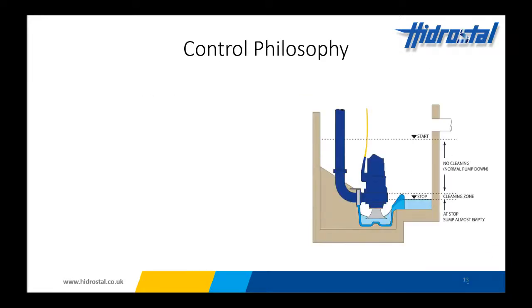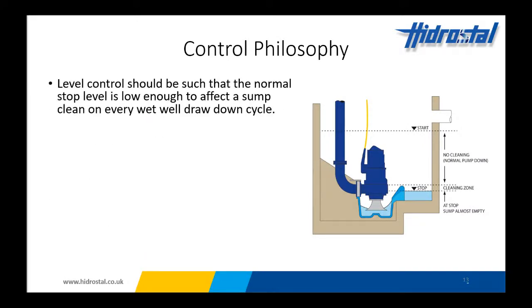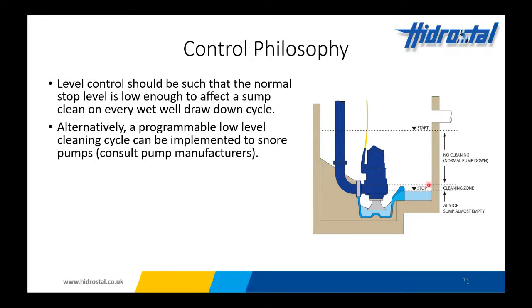Let's look at the control philosophy now. Level control should be such that the normal stop level is low enough to affect a sump clean pretty much on every drawdown cycle. So that's operating down here in this sort of region. That's when you get your cleaning. An alternative might be to program low-level cleaning cycles.